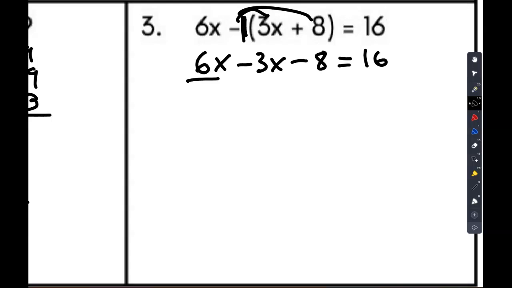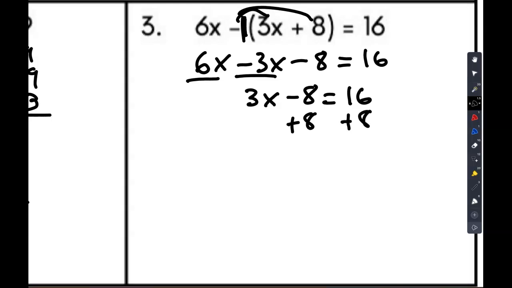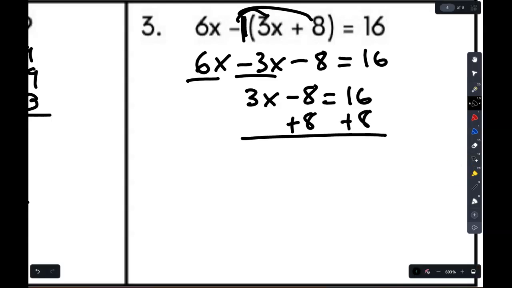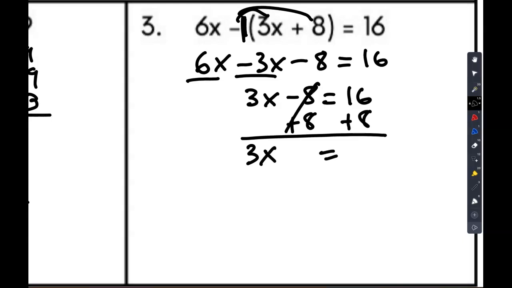We're going to look for our like terms here. 6x and negative 3x. That's going to get us a positive 3x minus 8 is equal to 16. Two-step equation now. Just going to add 8 on both sides. And 3x. 8's cancel out. 16 plus 8 is 24. Divide by 3. And x is equal to 8.